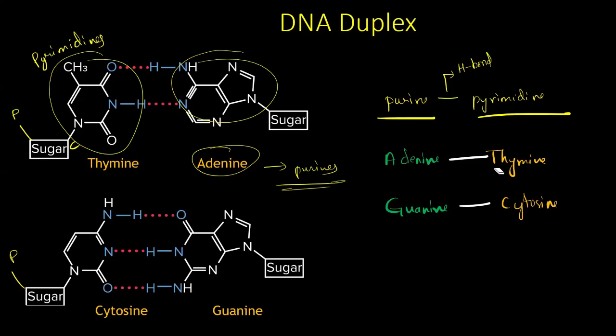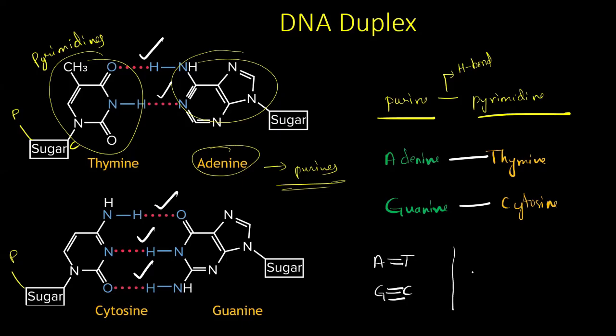Guanine cannot bind with thymine, adenine cannot bind with cytosine. So always the linkage will be like this: adenine and thymine, guanine and cytosine. Between adenine and thymine, there are two hydrogen bonds present. Between guanine and cytosine, there are three hydrogen bonds present. You can see here, this is one hydrogen bond, there's another hydrogen bond between the thymine and adenine, and there are three hydrogen bonds between the cytosine and guanine.